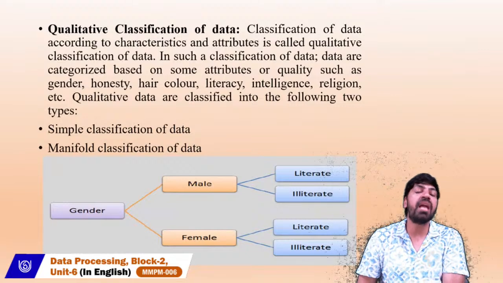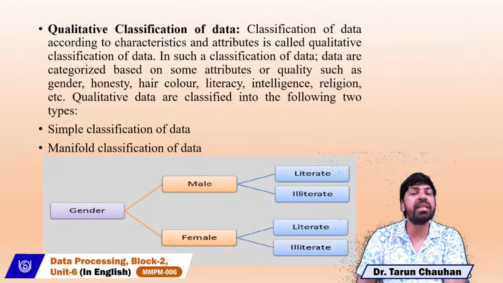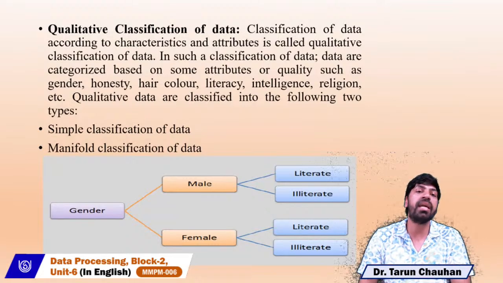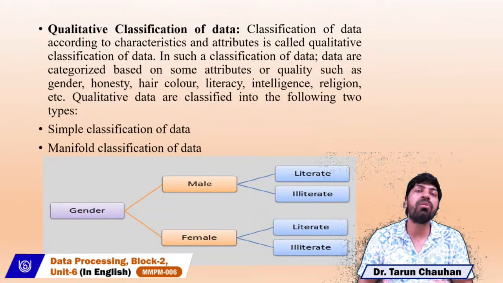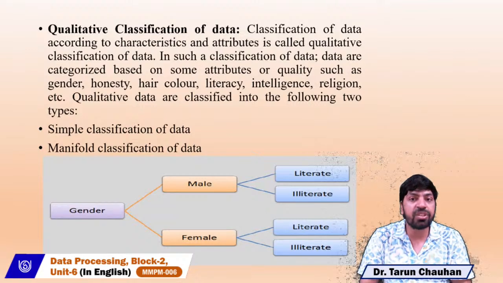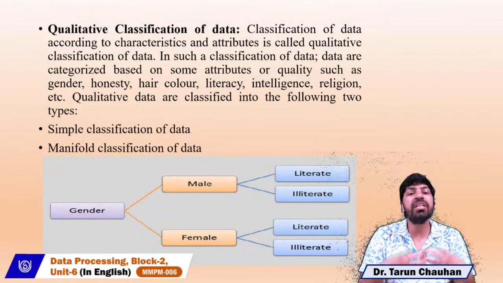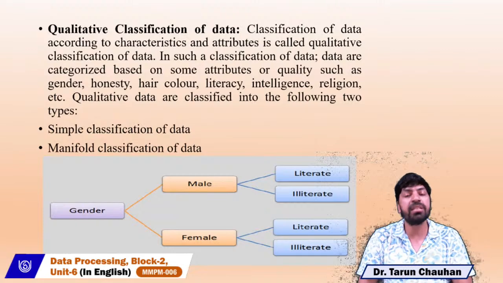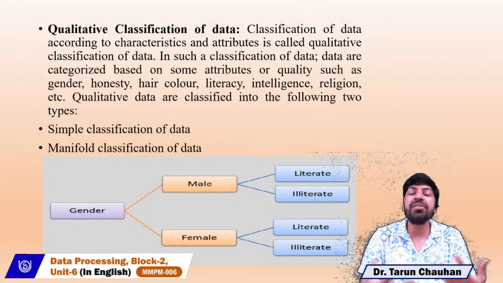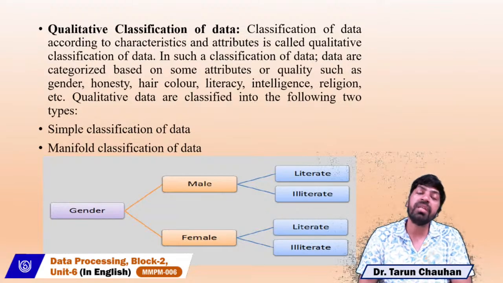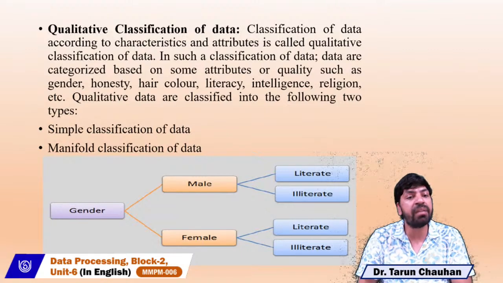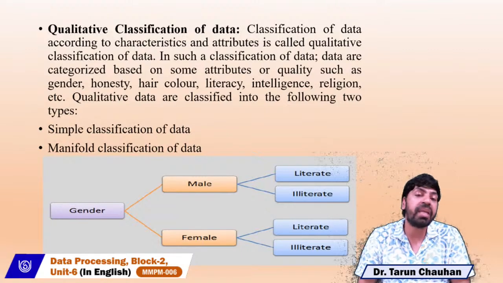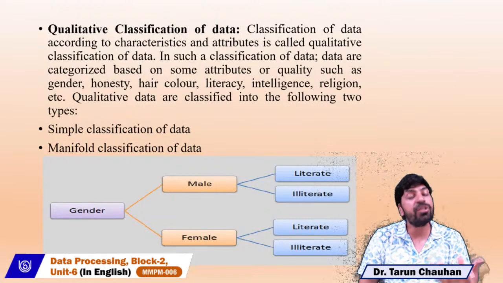Next one is qualitative classification of data. The classification of data is totally according to their characteristics and attributes, and that's called the qualitative classification of data. We always talk about those variables which are very qualitative in nature, which we need to calculate in terms of percentages and frequencies, and those attributes, those qualities, we term as qualitative classification of data, like gender, honesty, hair color, literacy level, intelligence level, religion, occupation, etc. About their friendship levels, etc.